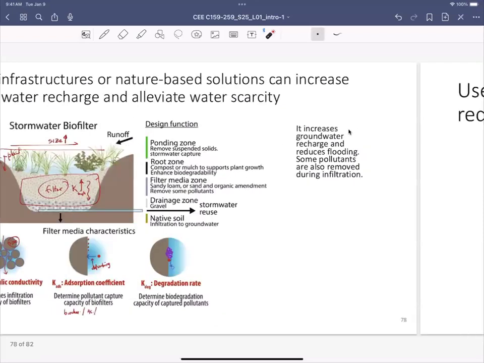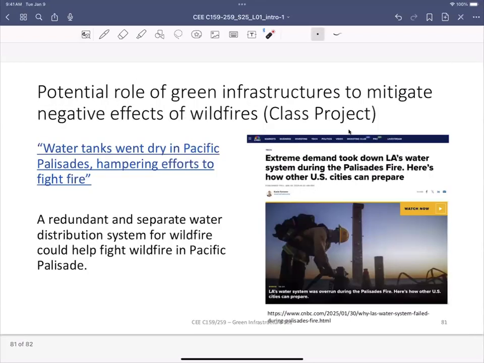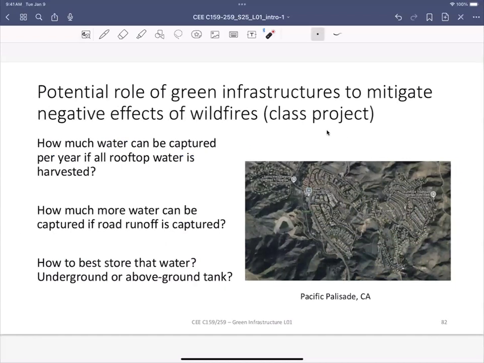So that's the end of lecture one, and you can watch the next lectures, which will be mostly on pollutants and stormwater pollution.